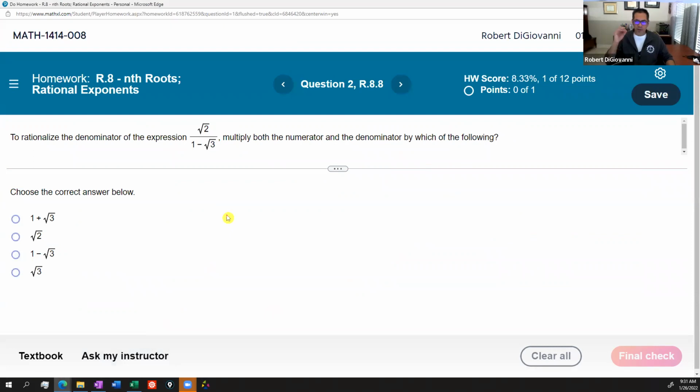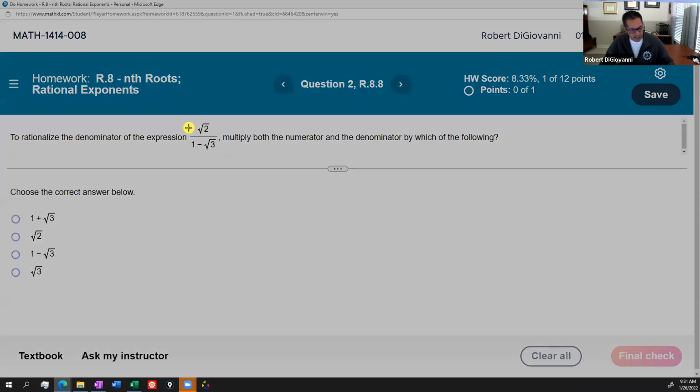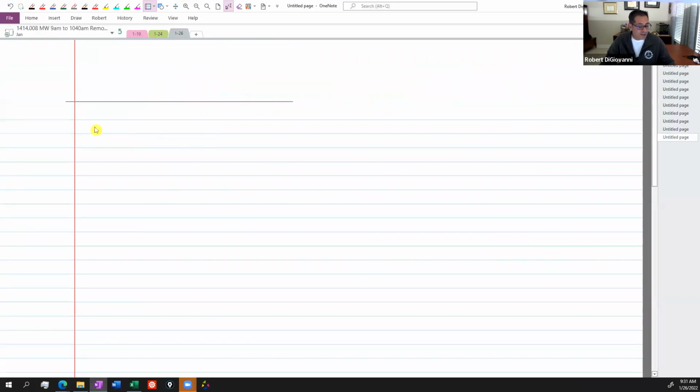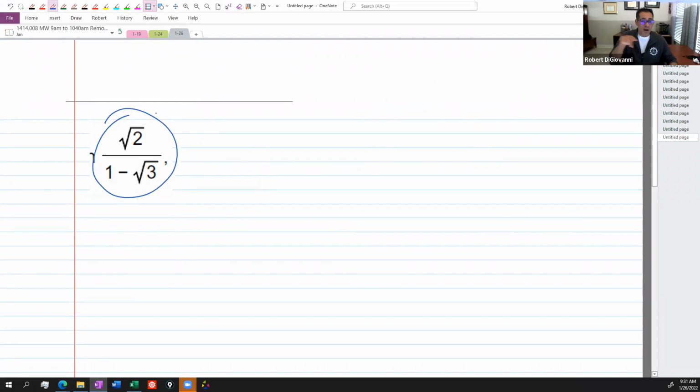I don't like it when you're told to do something or not do something and it's not explained why. So I'm going to take this expression here. Let me copy it. And I'm going to rationalize the denominator. And so what that means is I want to rewrite this expression where I no longer have a square root anywhere in the denominator, okay? I do not want a square root at all in the denominator. It's okay if it's in the numerator, but not in the denominator.